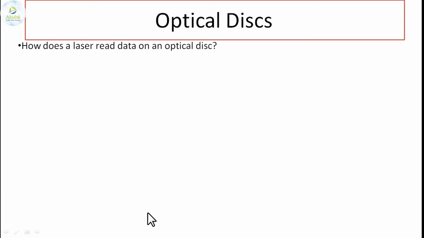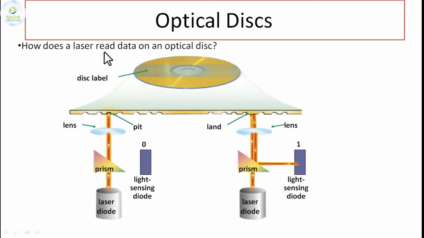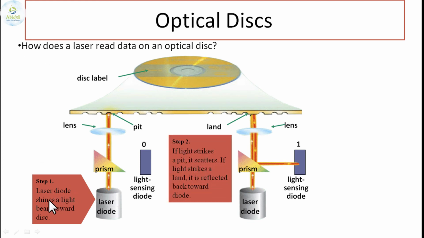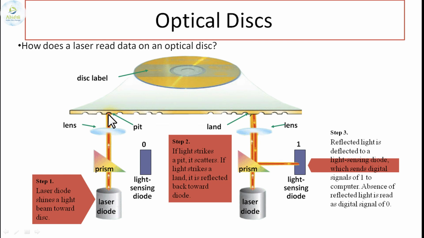So what does a laser do in reading the information? There are different steps. In step number 1, when I am reading or writing the information, a laser diode shines a beam of light onto the disk. When it finds a pit, which means a hole, the pit represents the 0. So the laser beam senses by the help of the light that it is a pit, which represents a 0. That is binary data or digital information.